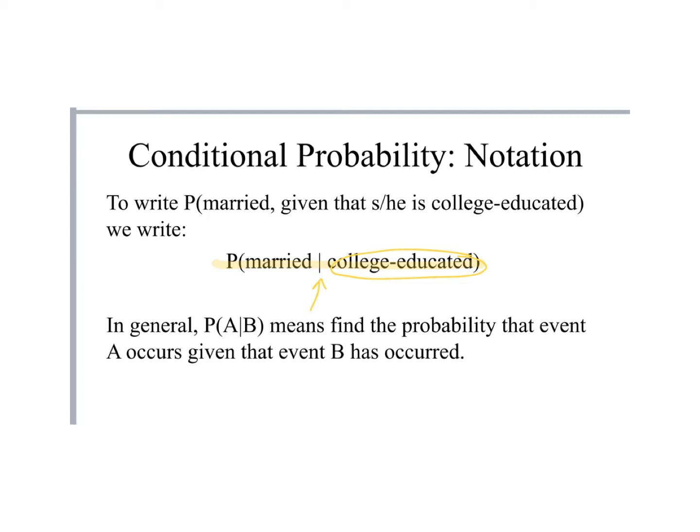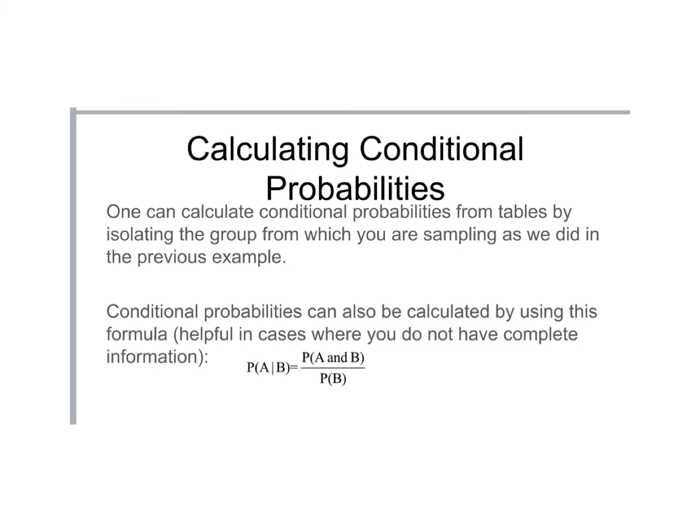When calculating conditional probabilities, you can calculate it from tables by isolating the group, like how we just did in that example. But you can also calculate it by using a formula. To find the probability of A given B, you would find the probability of A and B in the numerator and then divide it by the probability of B. Why the probability of B? Because this is the group you're taking it out of.